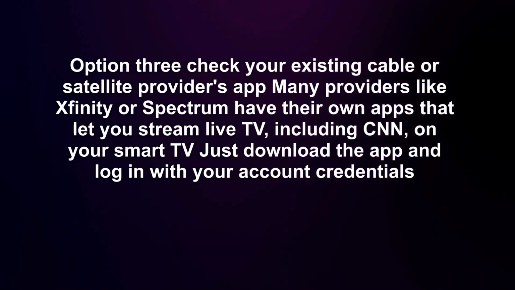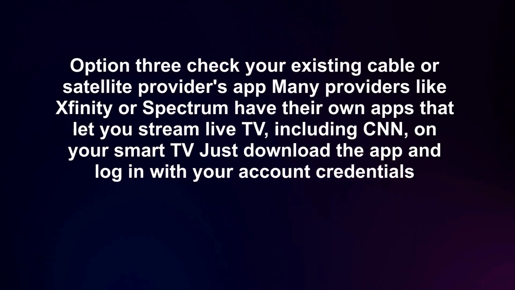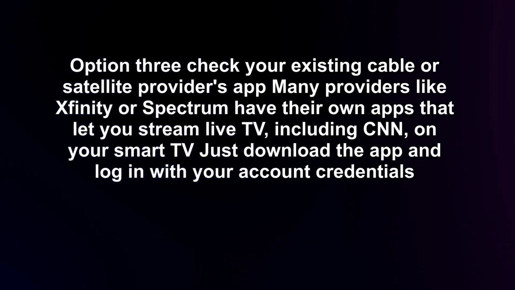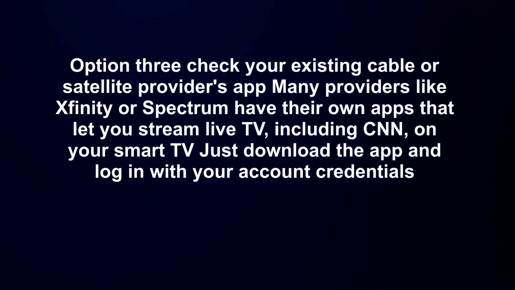Option 3. Check your existing cable or satellite provider's app. Many providers like Xfinity or Spectrum have their own apps that let you stream live TV, including CNN, on your smart TV. Just download the app and log in with your account credentials.